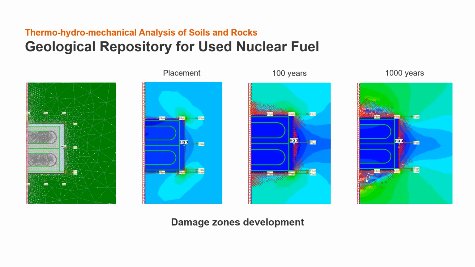So it implies that the repository was not stable at 1,000 years' time. It also implies that the spacing between the rooms is not enough, and we need to increase the spacing between the rooms to be more than 25 meters.